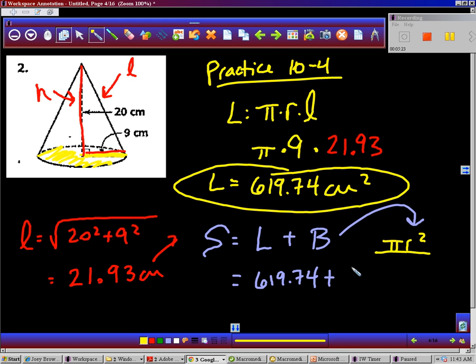So what's the formula for the area of a circle? Pi r squared. So whenever you plug it into your formula, you're going to do plus base, which is pi times, what's my r? 9 squared. So your final answer is 619.74 plus 3.14 times 9 squared, which is, I'm getting 874.08.